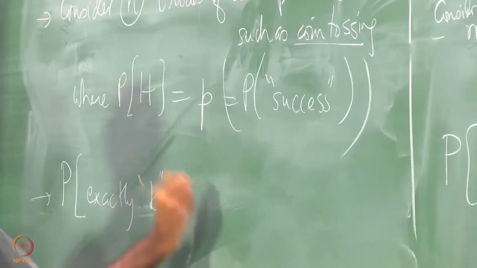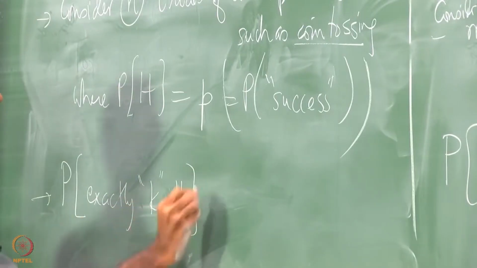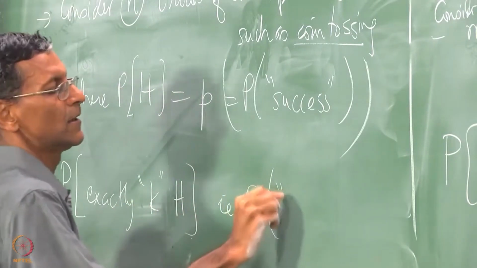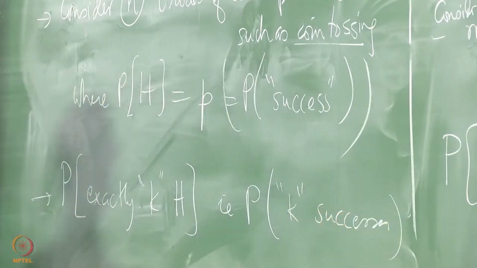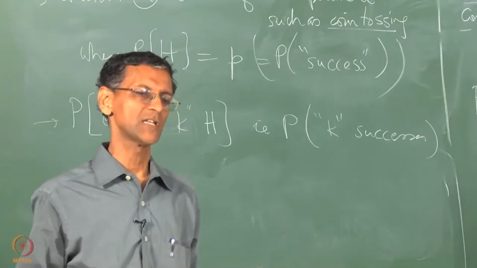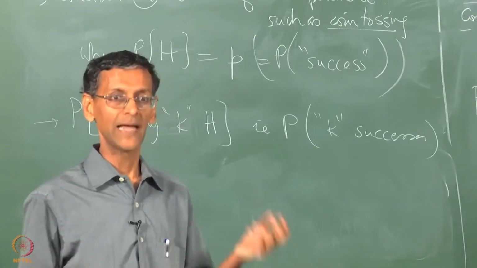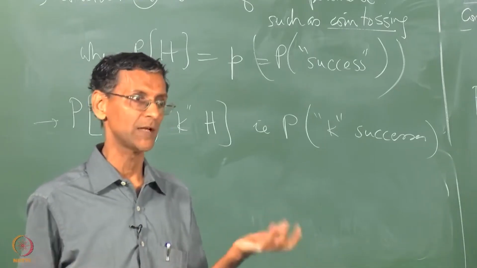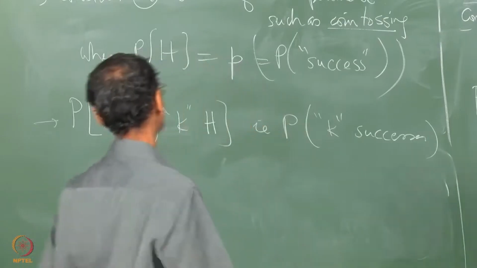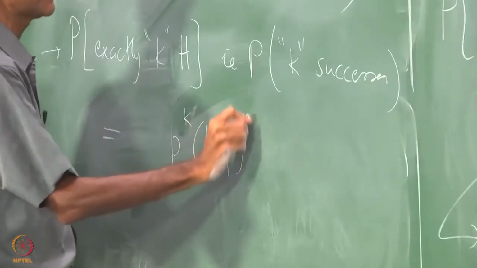Or k heads, H stands for heads, i.e. the probability of k successes. What is this? If you look at any one pattern of success and failure, it is going to be p power k times 1 minus p power n minus k. Well, that is only one specific string. If 1 is success and 0 is failure, any one specific string is going to have this probability, p to the power of k times 1 minus p power n minus k.